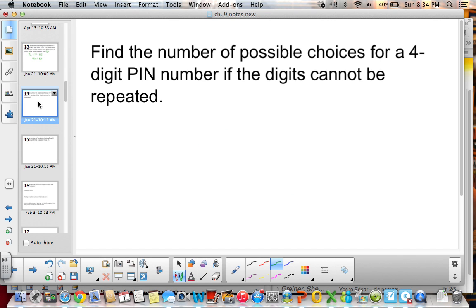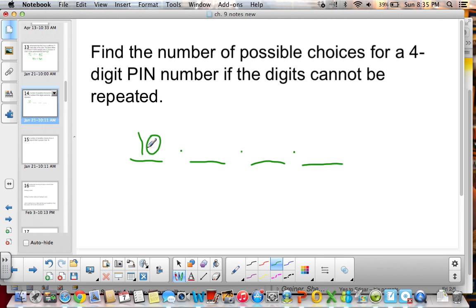Find the number of possible choices for a 4-digit PIN number if the digits cannot be repeated. So for a PIN number, we know that it's going to be 4 digits, and we are going to multiply each of our outcomes together. Our first choice of numbers is 10 because we're including 0 and we're going up to 9. So 0, 1, 2, 3, 4, 5, 6, 7, 8, 9. We have 10 options for our first number.